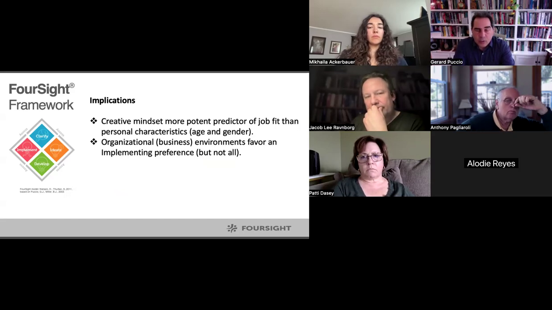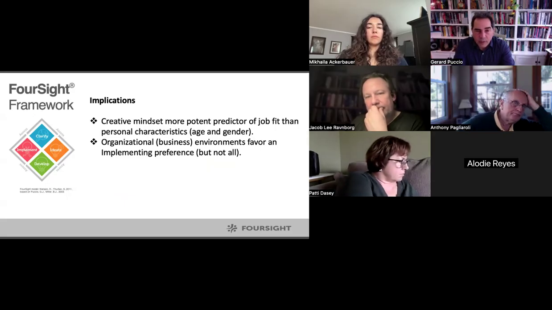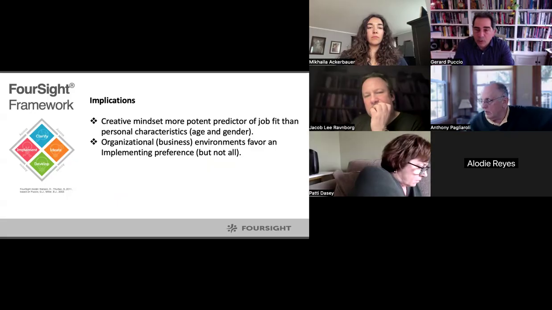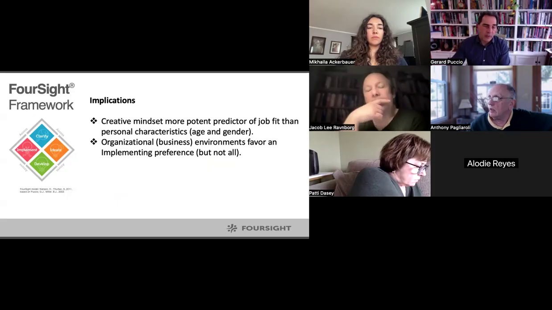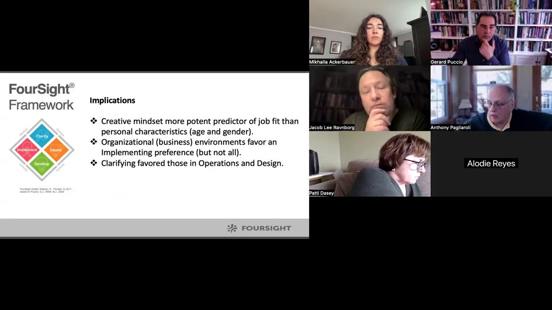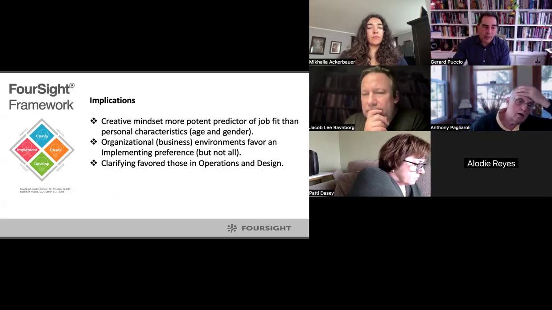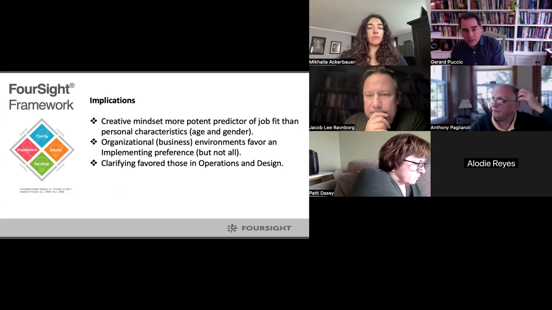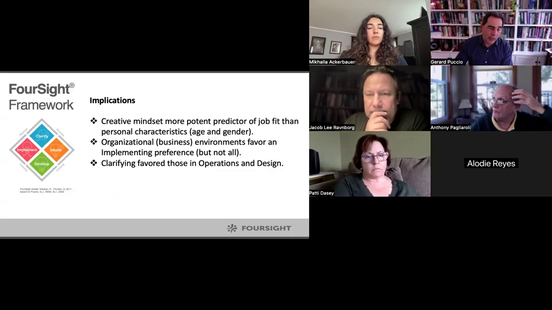Second, organizational environments favor implementing. So what does that mean if you're someone who doesn't have a high implementing preference? That could be quite challenging going into an organizational context. Third, clarifying favored operations and design. And this may help to explain, for example, why certain processes like Lean and Six Sigma are more popular in operations, and perhaps why design thinking has a heavy emphasis on clarification.